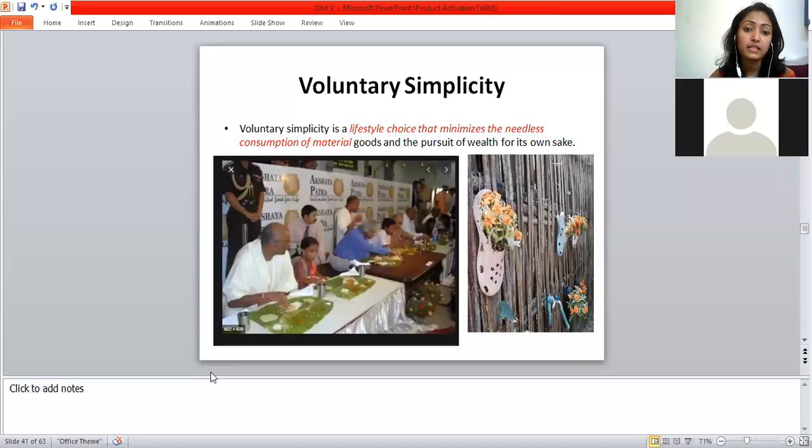how voluntary simplicity is a kind of lifestyle choice that minimizes the needless consumption of material goods and the pursuit of wealth for its own sake. That you have to minimize your needless consumption. Whatever is essential for you, that is what you have to focus on, and this should be voluntary. Nobody should push you, nobody should motivate you to do so. This should be your own initiative and voluntary steps that you adopt this simple life.